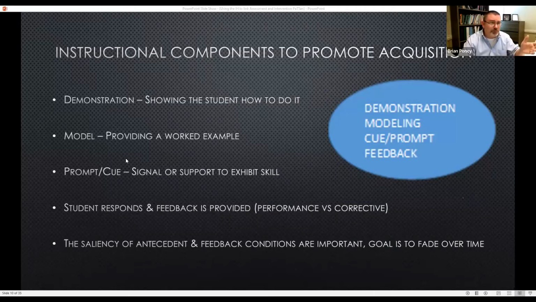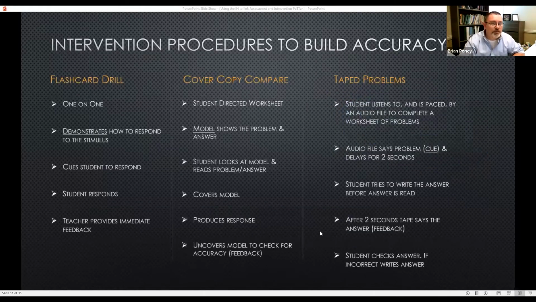The last one is just a prompt or a cue, so they see the problem, and then it signals to support the skill. So you're basically now removing or fading that antecedent piece of the intervention, and then the student responds and feedback is provided. And so again, I keep hitting on this. It's of high importance for you to understand the saliency of antecedent and feedback conditions, and the goal is to fade over time. So here are our big 3 interventions that have been shown, empirically validated, to increase accurate responding.